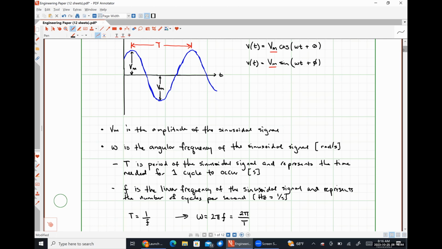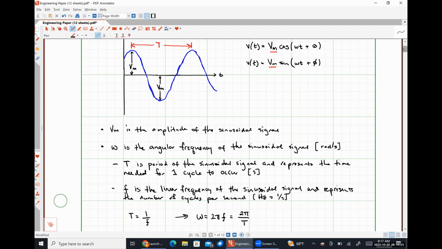Okay. So let me ask you guys a question. If I just had cosine of omega t with a phase angle of 0, at what value of time would we expect that sinusoidal signal to hit its maximum value? T is equal to 0 because cosine of 0 is equal to 1, right?